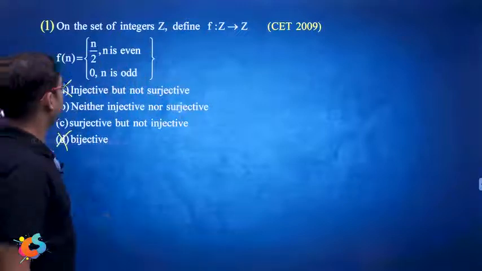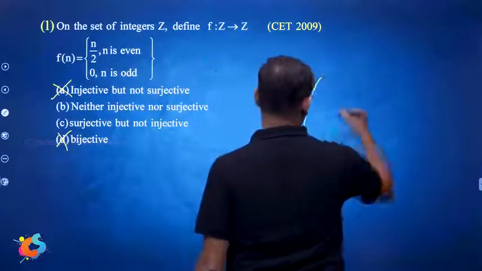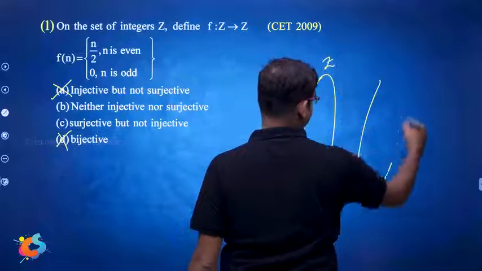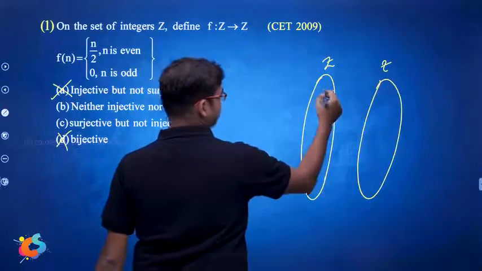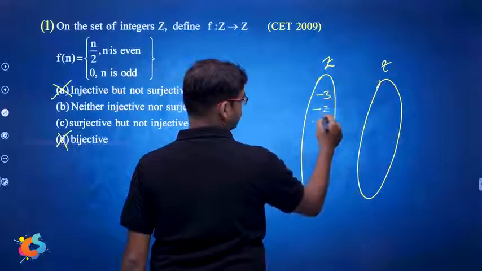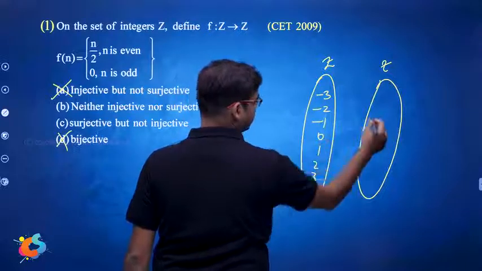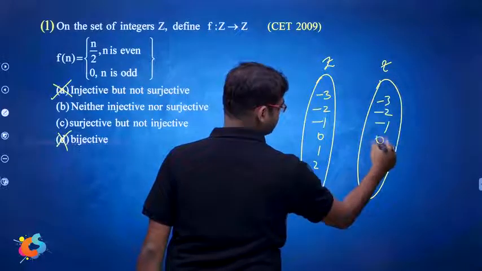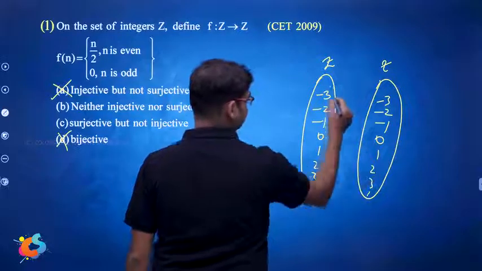Now here n by 2 if n is even. So let us make one mapping diagram, set of integers and set of integers. And let us take some -3, -2, -1, 0, 1, 2, 3, and -3, -2, -1, 0, 1, 2, 3, and so on like this, right?